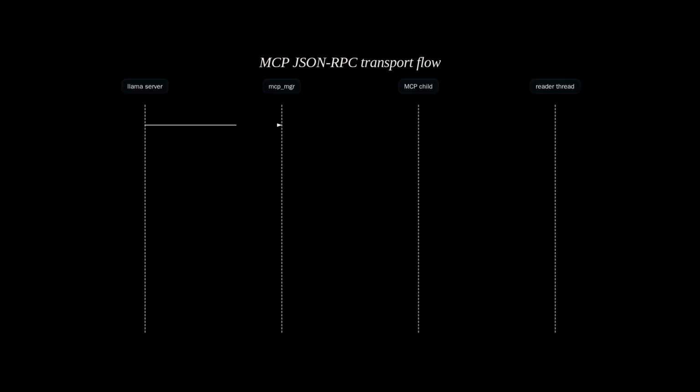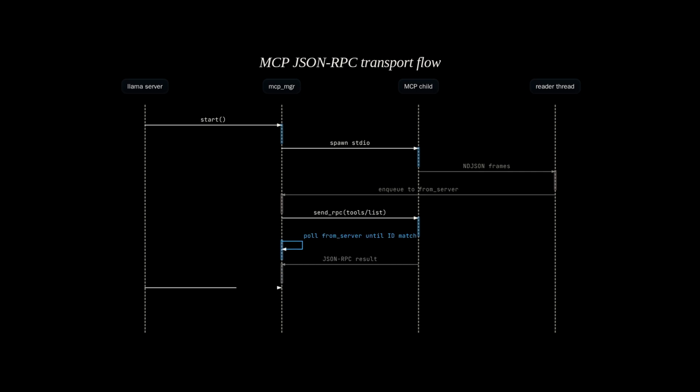Here's the transport flow. At startup, the manager spawns each configured MCP server as a child process with standard I/O pipes. A reader thread pumps ND-JSON frames from the child standard out into a bounded queue. When the server needs to list tools, it calls send_RPC, which writes a JSON RPC request to the child standard in, then polls the queue until it finds a frame with a matching message ID. Notifications without IDs are skipped. On shutdown, the manager closes the pipes and joins all threads cleanly. That's how we get reliable request response over stdio.